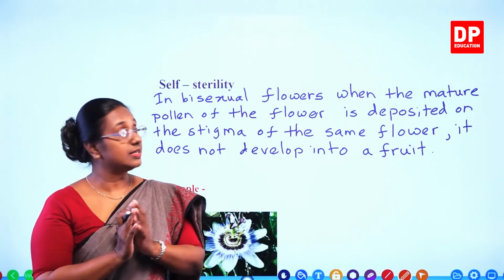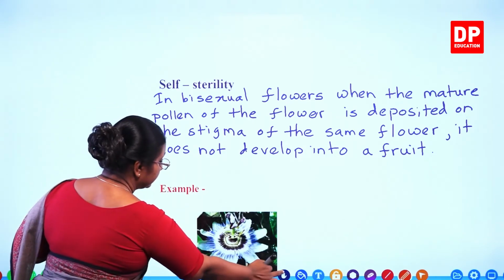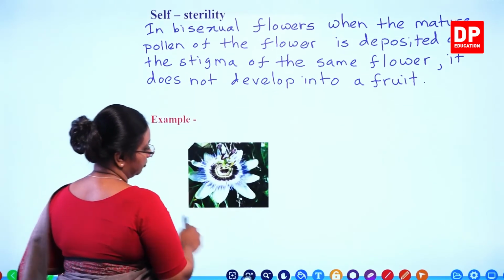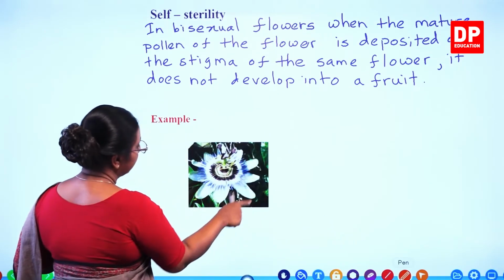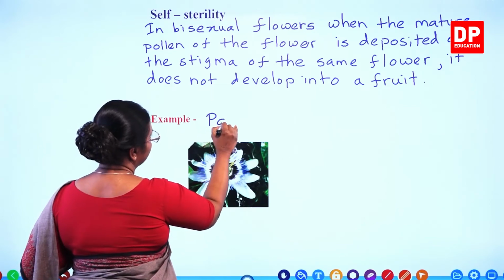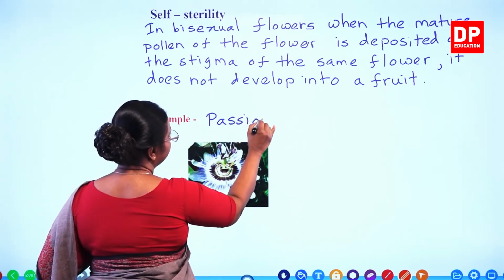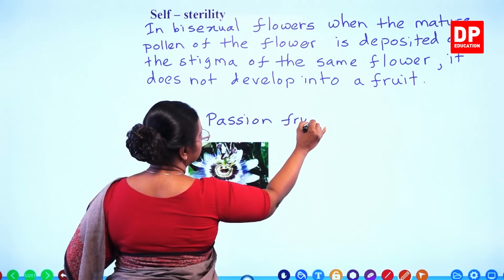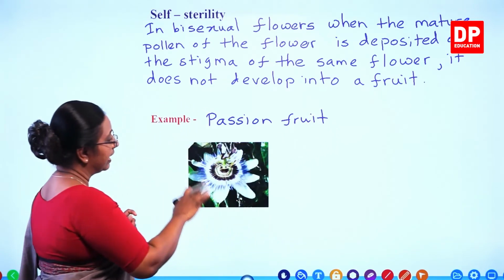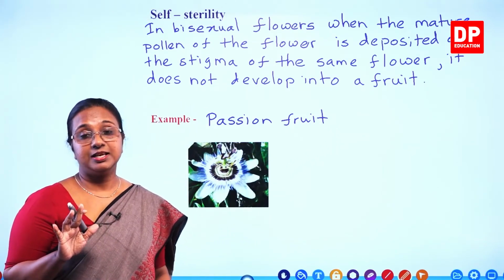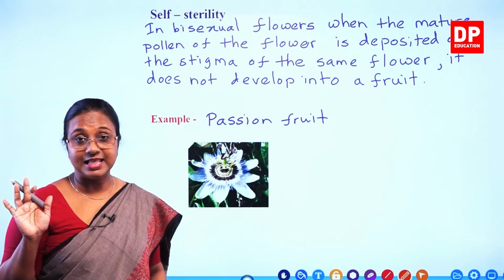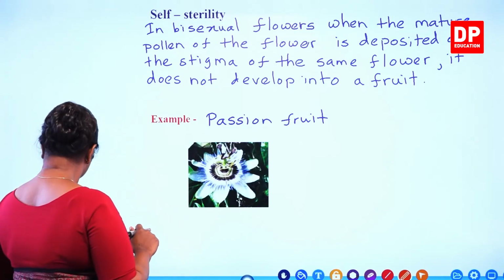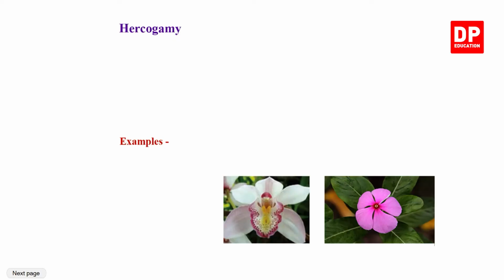That is seen in passion fruit. Here you can see the example, passion fruit. So passion fruit is a bisexual flower, but there is self-sterility. I am sure you all can understand that. Then we have the next one, that is hercogamy.